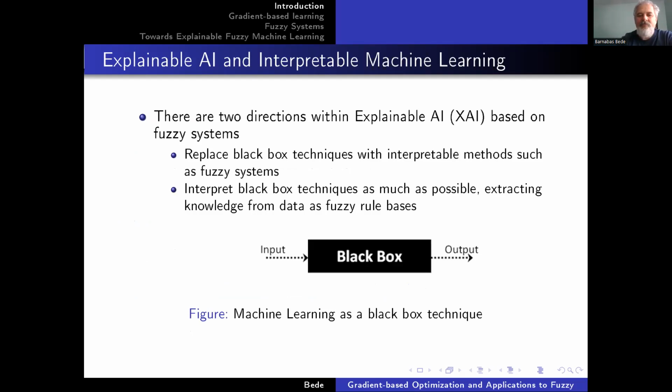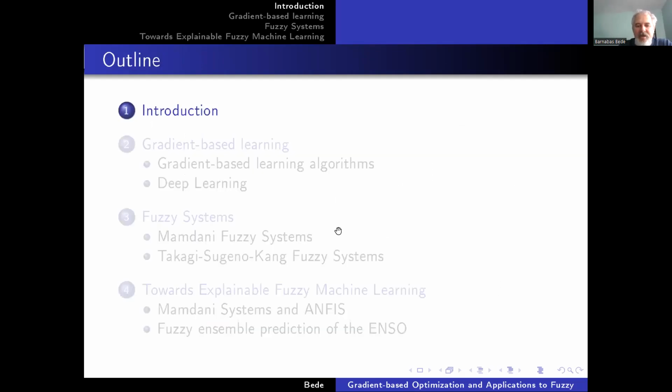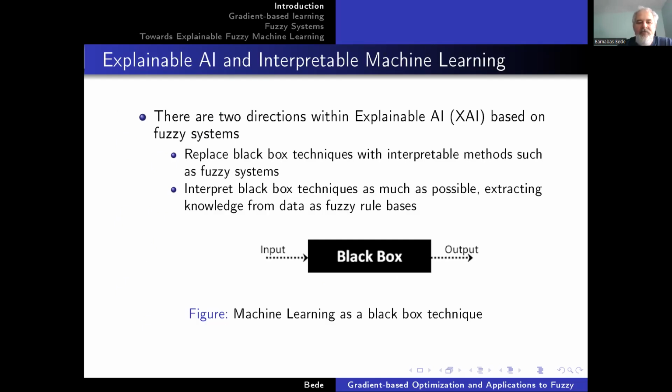So what can we say about gradient descent? Well, there are two directions within explainable AI. What is explainable AI? We try to make AI not a black box. Typically you would think of an AI application as you have an input, then you have a black box, and then you have an output. We want to make it explainable, and there are two possible ways to do that. One of them would be to replace the black box technique with interpretable methods. So here you basically cross out the black box and replace it with a different technique.